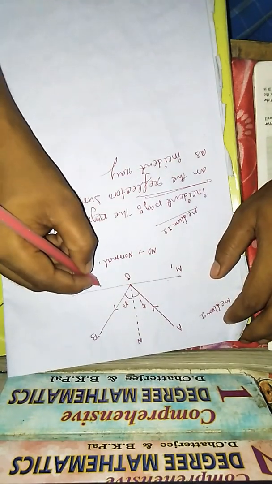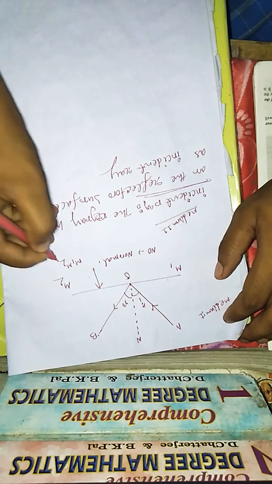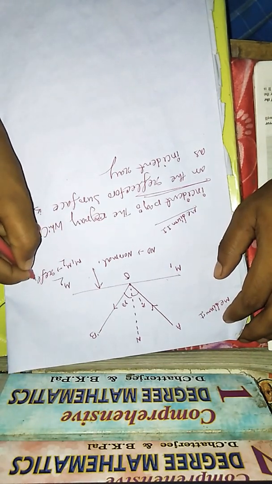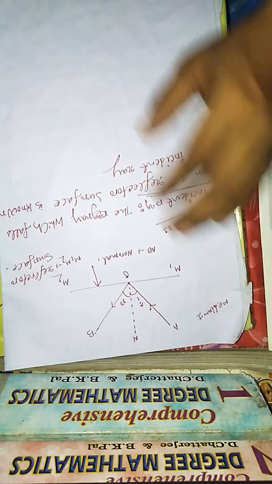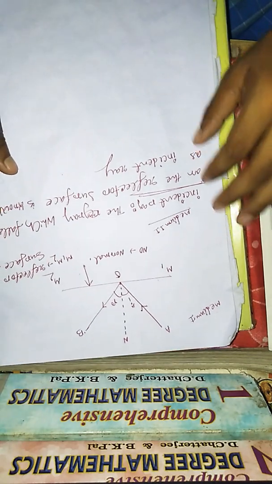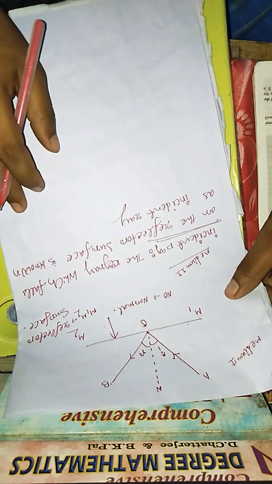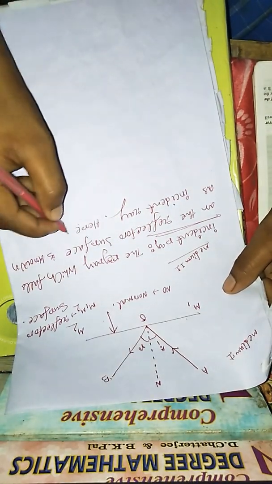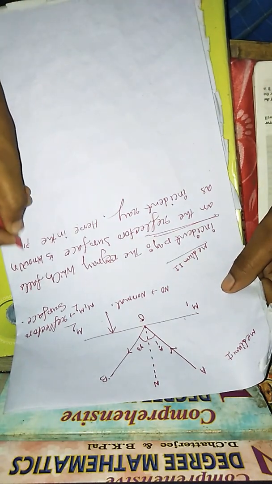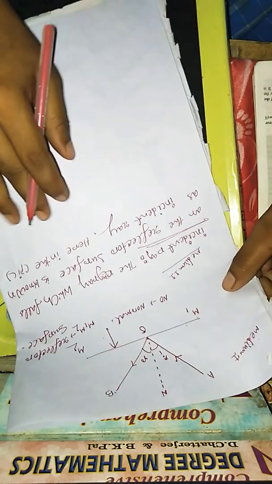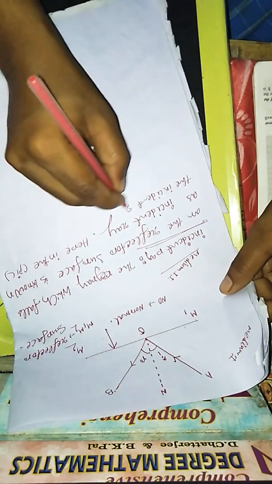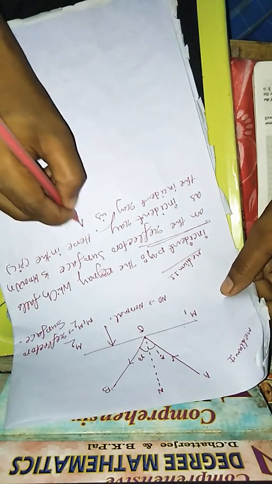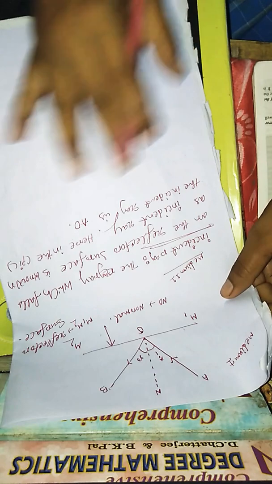And what is the reflector surface? This is the reflector surface M1 M2. This surface M1 M2 is the reflector surface. So the ray which falls on the reflector surface is known as the incident ray. Here in the picture, the incident ray is AO.